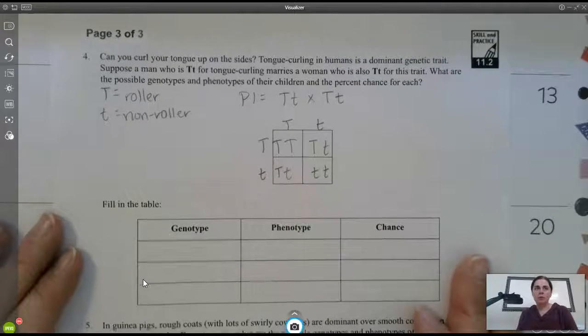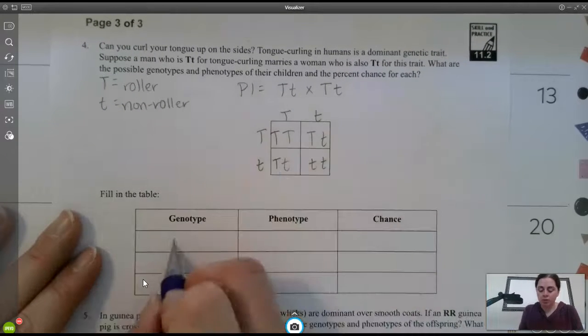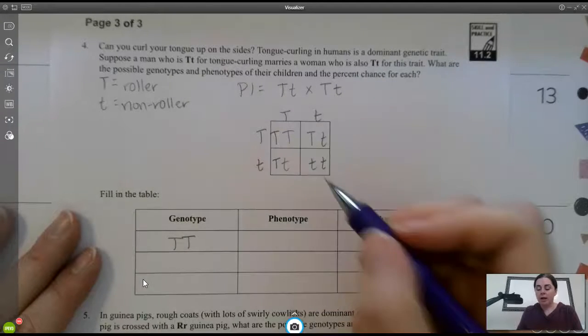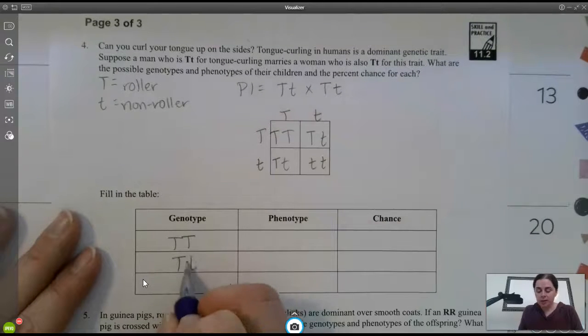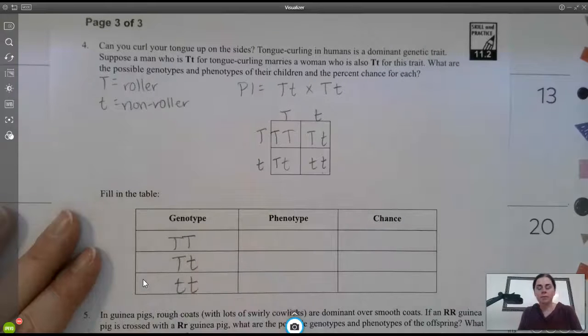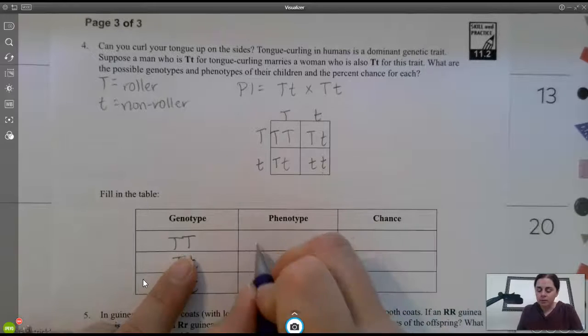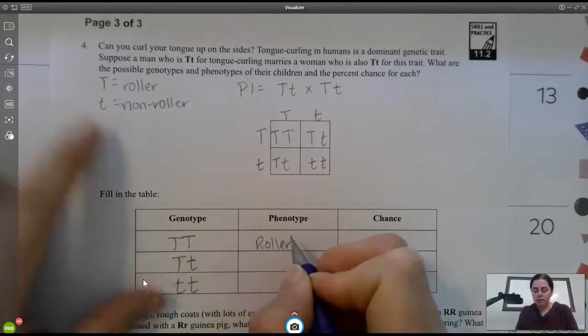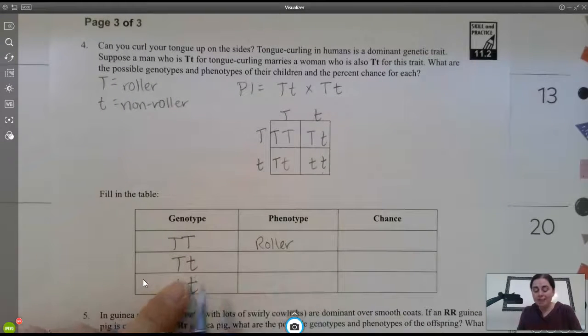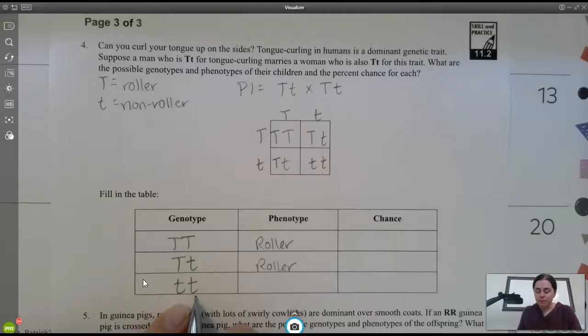Let's look at what genotypes do we have present. Do we have any homozygous dominant? Big T, we do. So that one goes there. And we also have heterozygous, so we put that one there. We also have homozygous recessive. Boom. Okay? So, big T, is that going to be a roller or a non-roller? Well, hopefully you look above and you see, oh, big T's are rollers. This one has the dominant allele, so it will also be a roller. But our little t is a non-roller. Not that that's bad, it's just different.